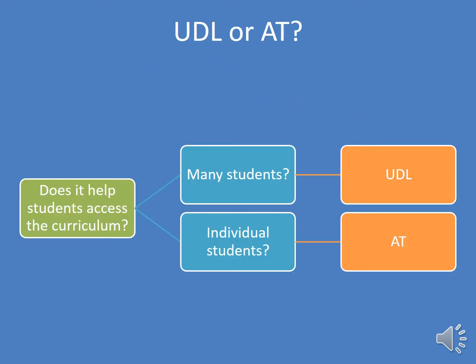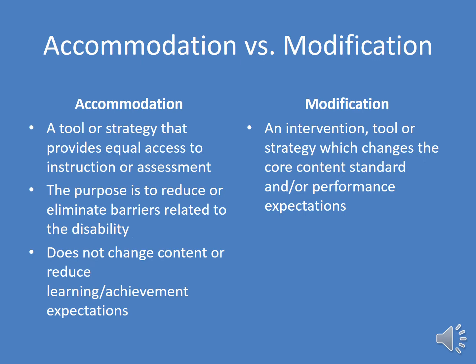So this is a great slide to look at when you're trying to determine whether something is universal design for learning or is it assistive technology. So the overall goal for both of these is the same. We want our students to access the curriculum successfully. If what's being provided is for lots of students, probably universal design for learning. But if we're focusing on our specific students, our specific student needs, that particular student's strengths and weaknesses, then probably it's assistive technology.